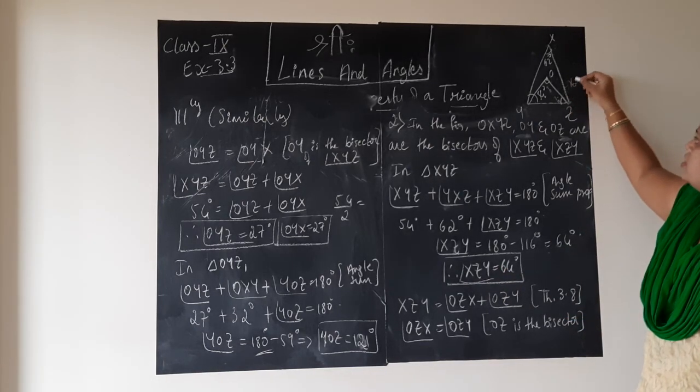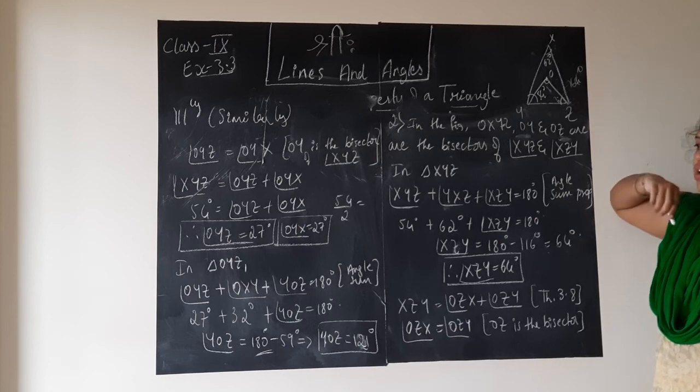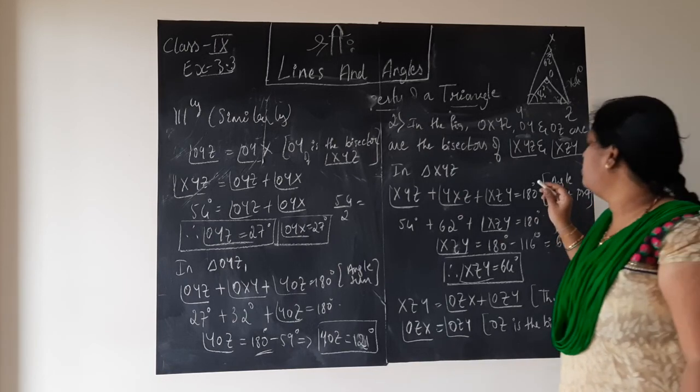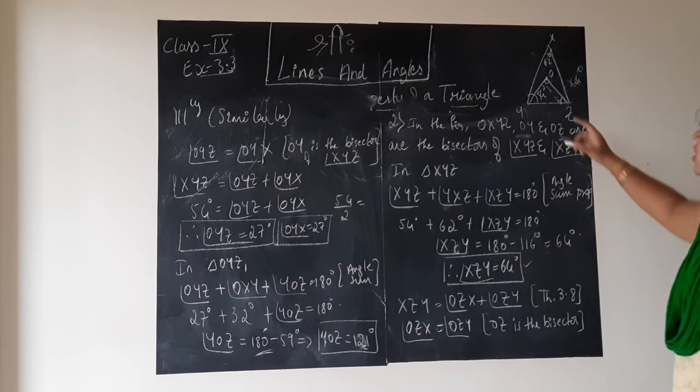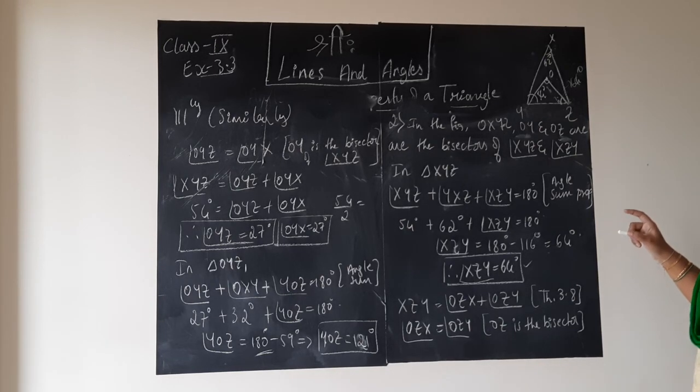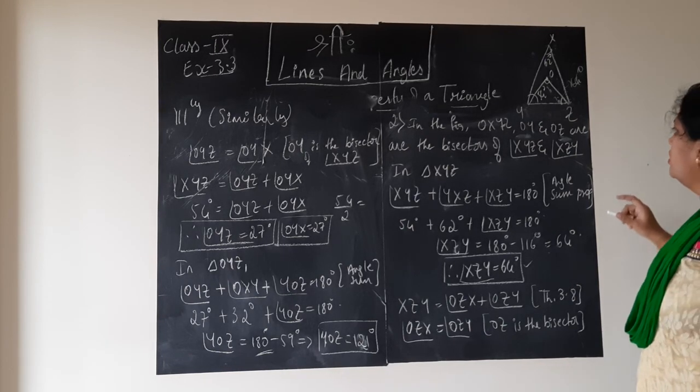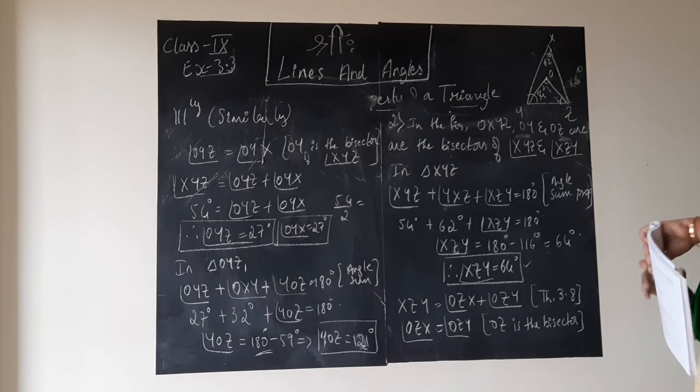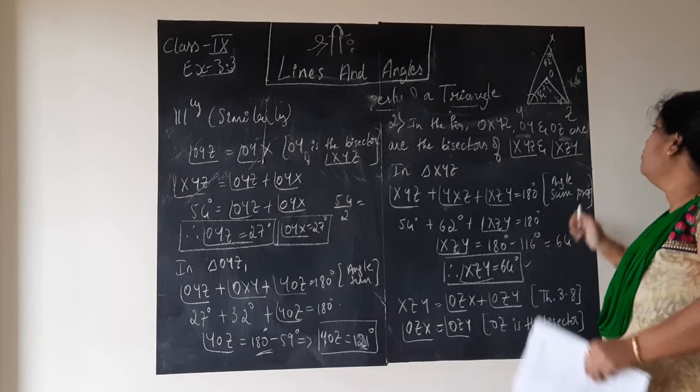Therefore, angle XZY is 64 degrees. That is not the end of the problem. One angle we have found out. Still, we need to find out, which angle did they ask? Sorry. Angle YOZ.